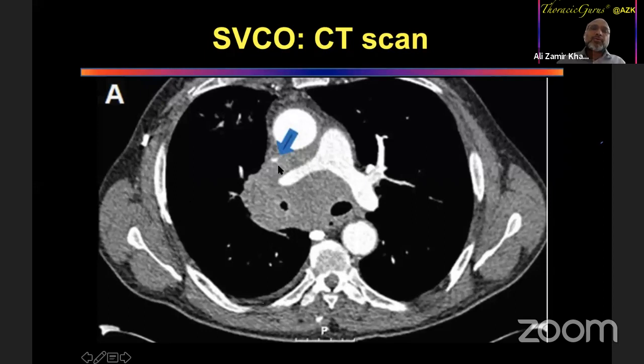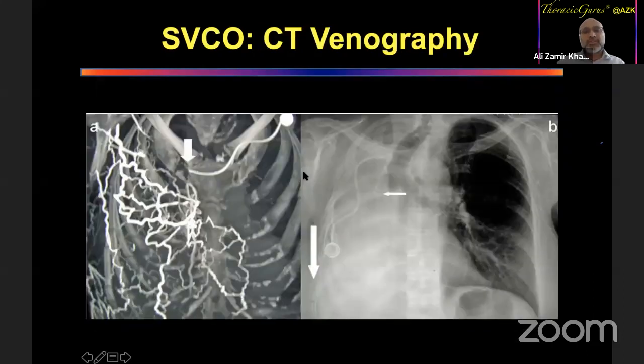Okay. So very often if it's a lymphoma, it's a good diagnosis, because you give chemotherapy and the guy responds very well and the SVC obstruction will go away. So it's important to understand the pathology. You can do CT venography. CT venography will actually help you to identify where the channels are coming from and what the back pressure changes are.